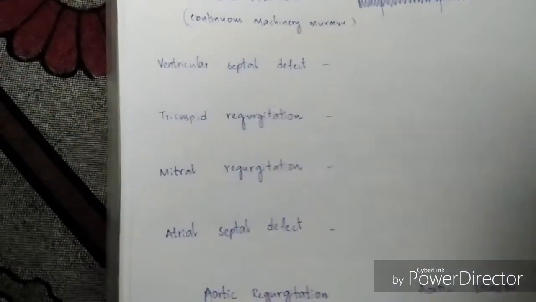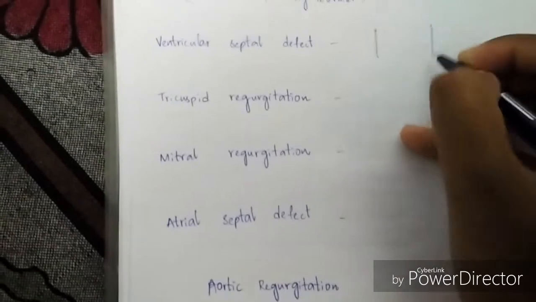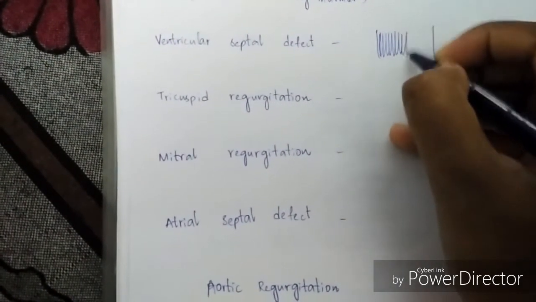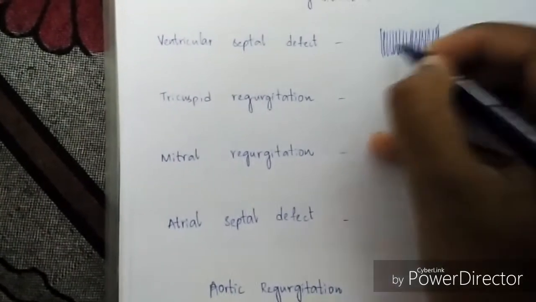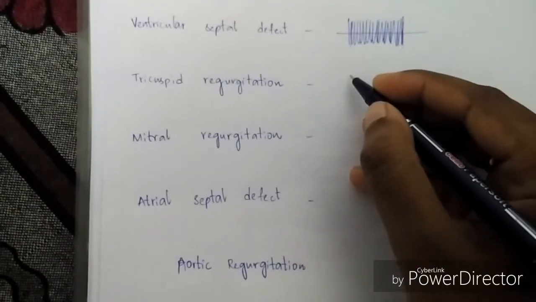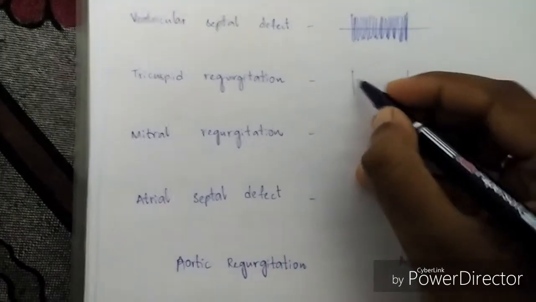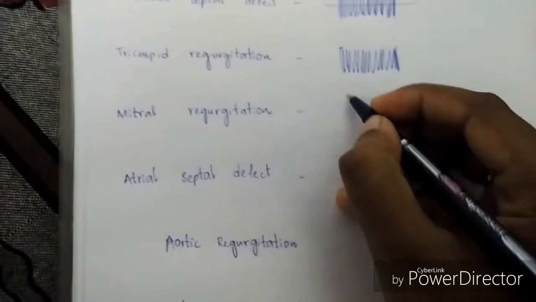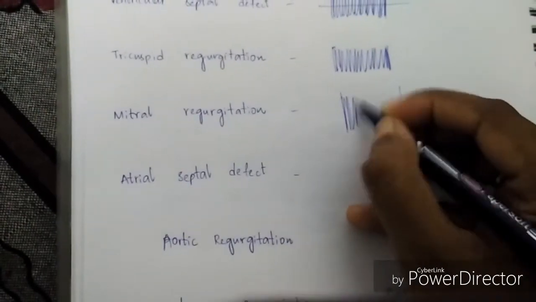Next, VSD. If this is a systole part, we have pansystolic murmur. Not only in VSD, pansystolic murmur is also seen in tricuspid regurgitation and mitral regurgitation.